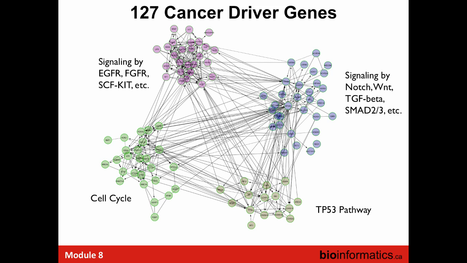And in fact, when you annotate them, you can see the top left module is involved in signaling by EGFR, FGFR, and SCKIT. A module on the right, you've got Notch, Wnt, TGF-beta. You've got a TP53 module at the bottom here, then a module involved in cell cycle. Now, there could be other relevant annotations associated with particular pathways, but the top-level events that are discovered in the enrichment analysis are being overlaid onto this diagram. So there is a little bit of arbitrary decision-making there about whether you believe it's more EGFR than SCKIT.